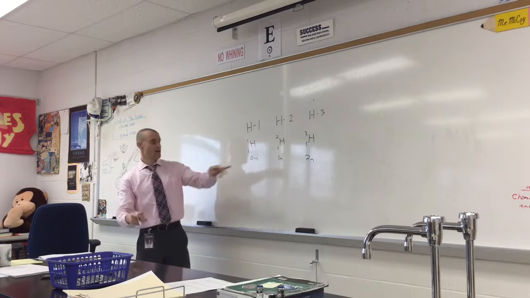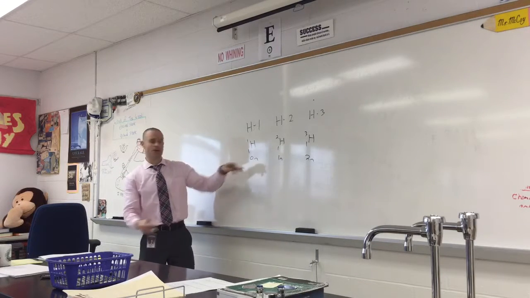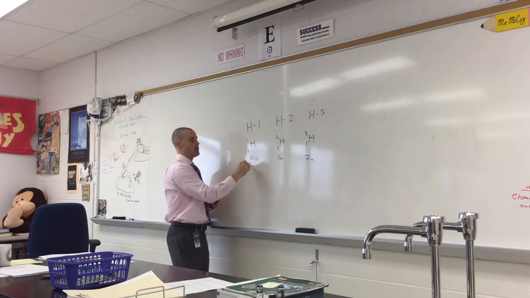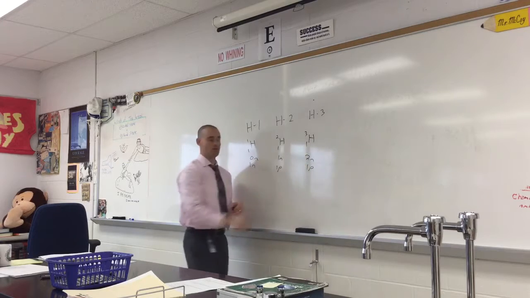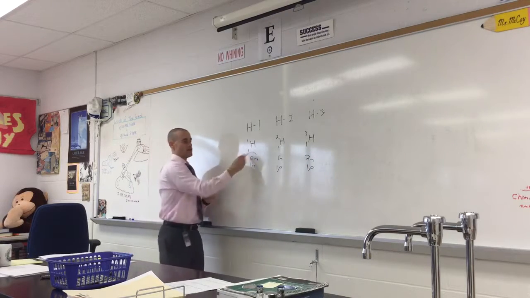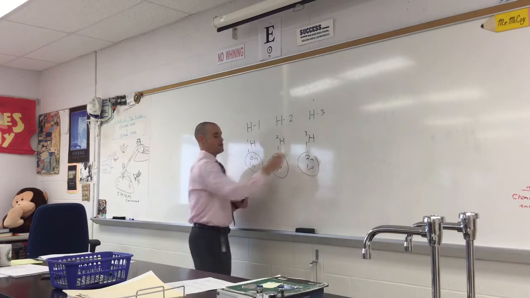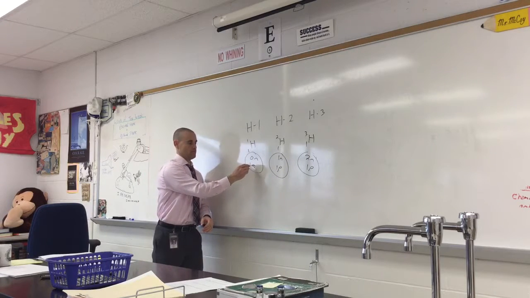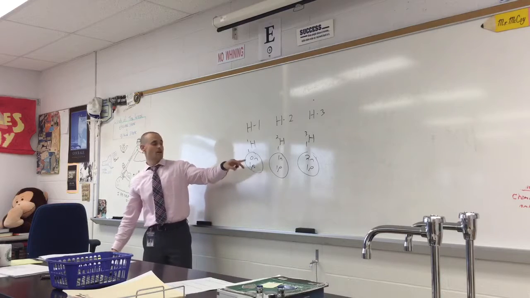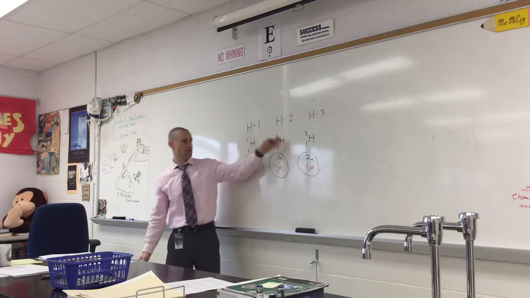Protons and neutrons. So this one would have one proton, zero neutrons; one proton, one neutron; and one proton, two neutrons. The concept here is that the nucleus for all three of these are different because of the neutrons, not the protons. The protons have to be the same. Why? Because it's all hydrogen.